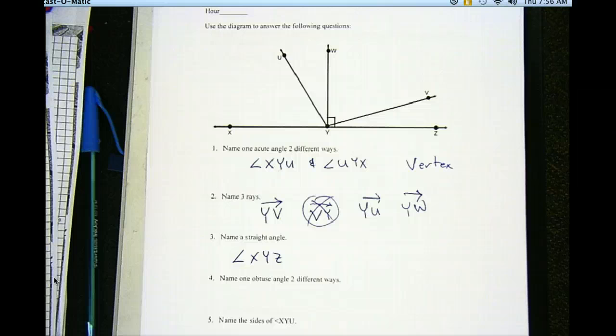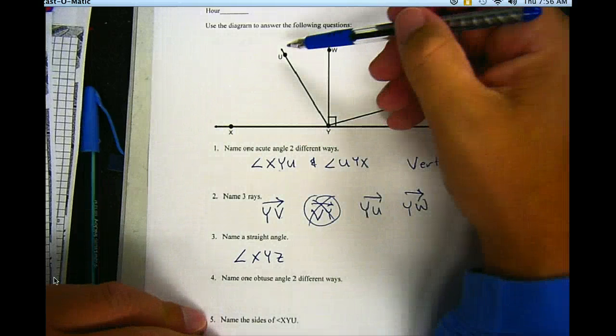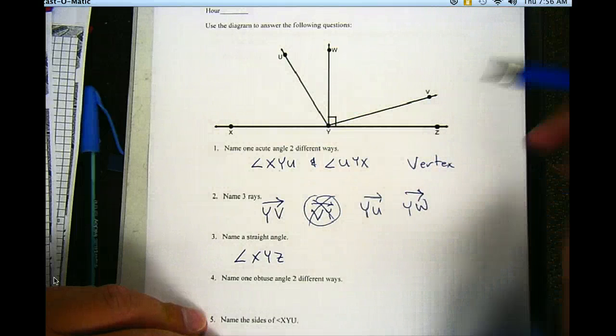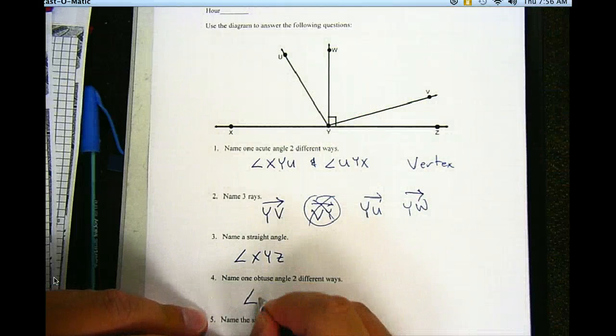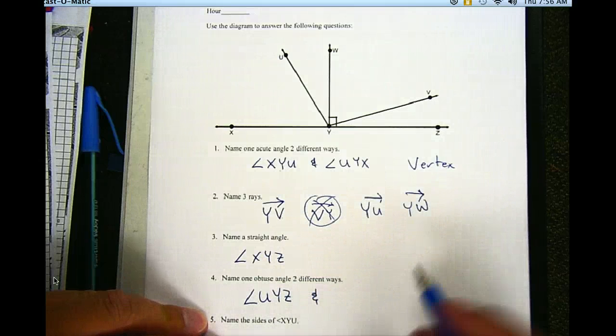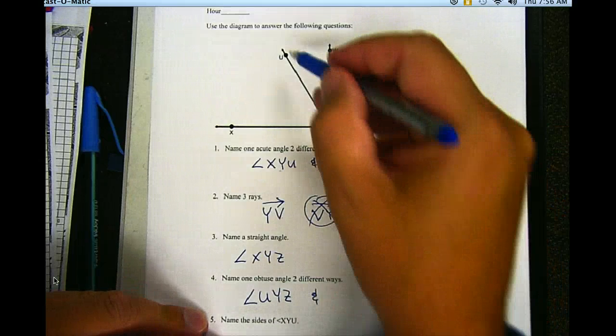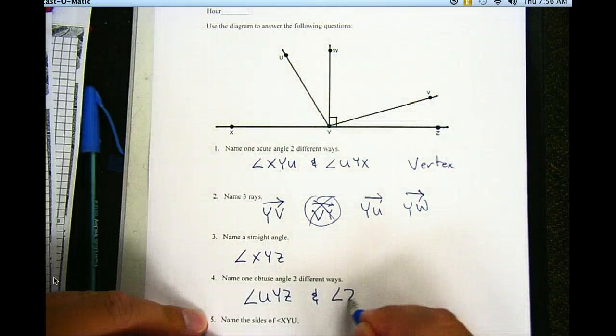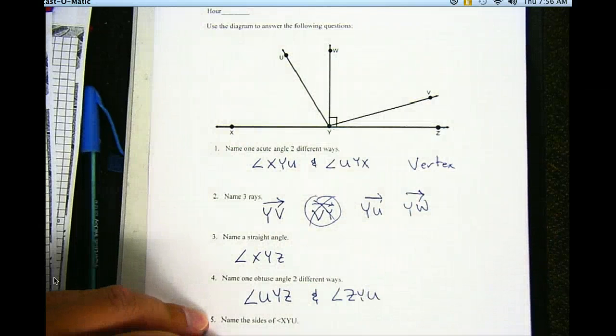Name one obtuse angle two different ways. The first thing I do is find an obtuse angle, u, y, z. So I'm going to write that angle u, y, z. And again, the other way to write it is z, y, u. Angle z, y, u, like that.